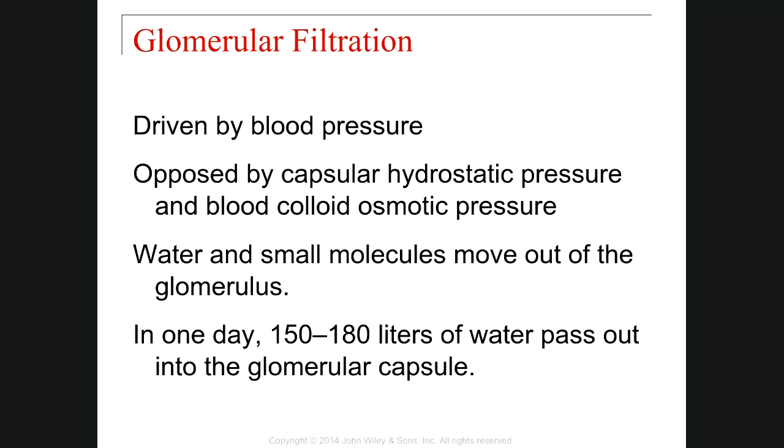The glomerular filtration is the first step. The filtration uses pressure to force substances across the capillary wall. So we have blood pressure here, and you know that we have the opposite pressures, which we call capsular hydrostatic pressure and blood colloid osmotic pressure, which I will talk about later in this part for you. The water and the small molecules move out of the glomerulus. During each day, 150 to 180 liters of water pass through the glomerulus to the Bowman's capsule. This is the meaning of glomerular filtration.